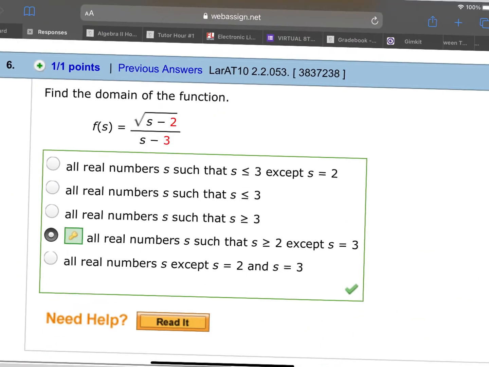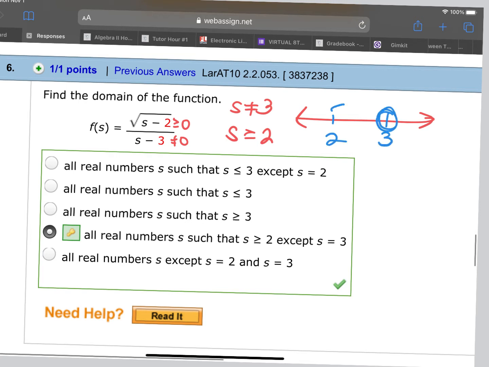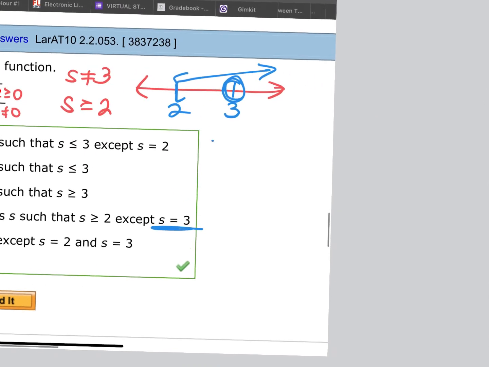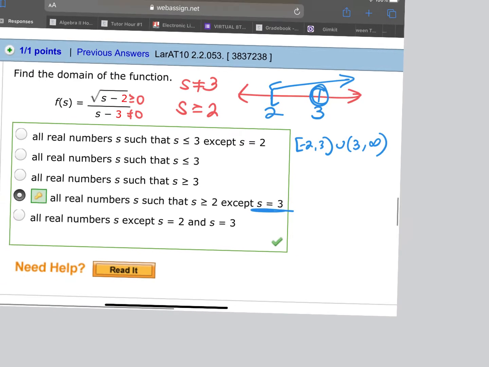For number 6, same kind of concept. So this has to be greater than or equal to 0, and this cannot equal 0. So s cannot equal 3, but s can be greater than or equal to 2. If you look at that on your number line, 2 and 3, 3 you can't have, so it skips 3. But it can be greater than or equal to 2. So it's greater than or equal to 2, except where it's 3. If this was an interval notation, it'd be -2 to 3, union 3 to positive infinity. But it's all those numbers except the 3 because it's in the denominator.